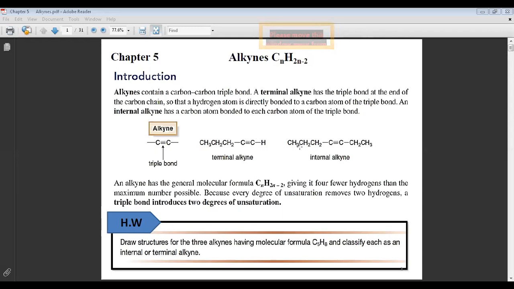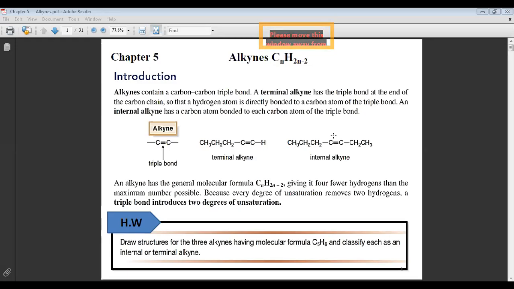Okay, at least one carbon bonded to the carbon of the triple bond. That means the triple bond will be inside the chain, not at the end of the chain of the molecule. And maybe some molecules have big cycles. We have cycloalkynes, but not for the small cycle, I think for the big cycle.